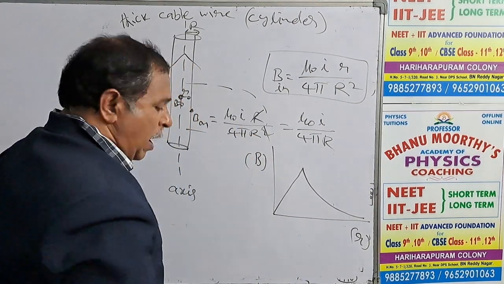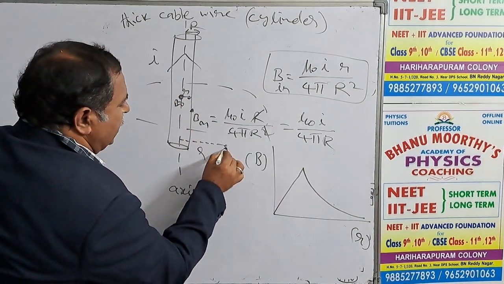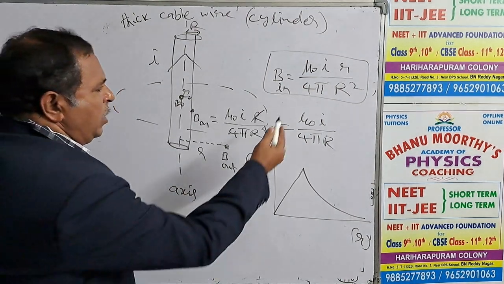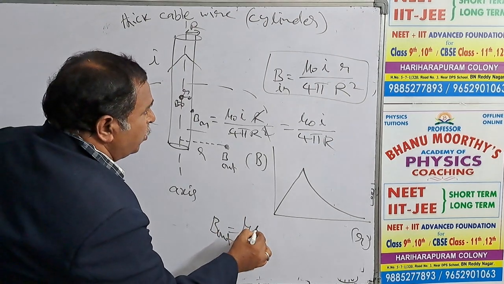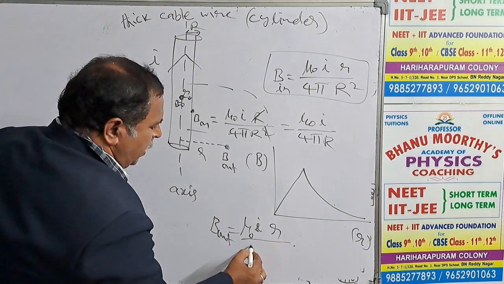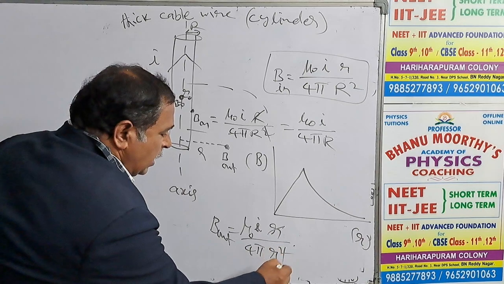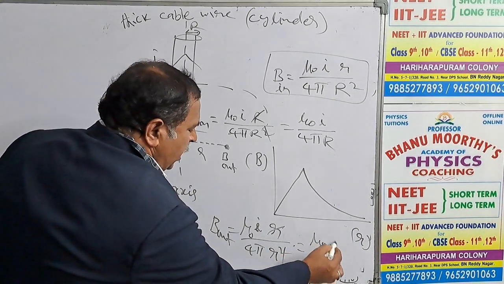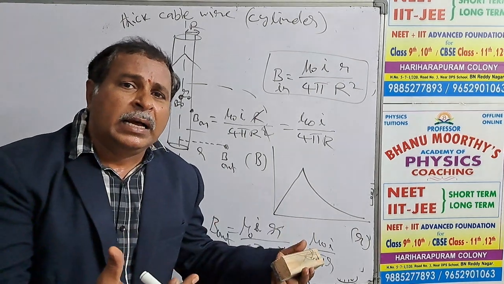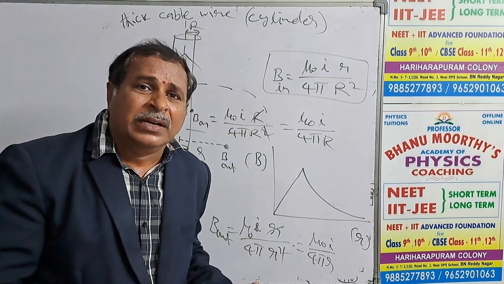Now, what happens outside? At a distance r outside, this is called B outside. B outside equals mu naught I divided by 4 pi small r square, times small r. Then one r gets cancelled, and what you get is mu naught I by 4 pi small r. So outside the cylindrical surface, the magnetic induction varies inversely with the distance.